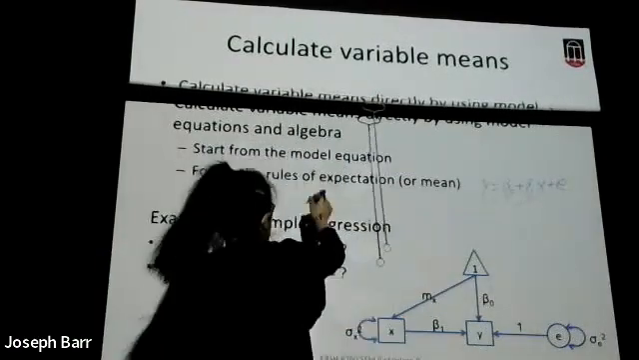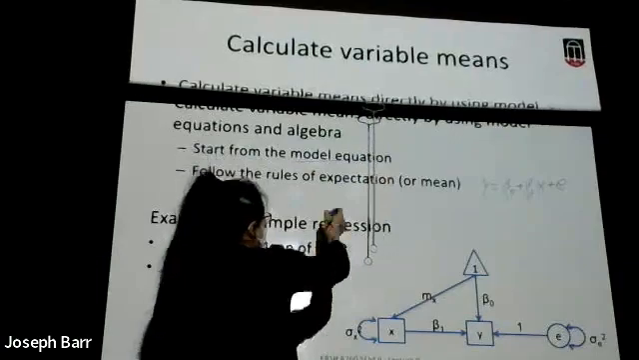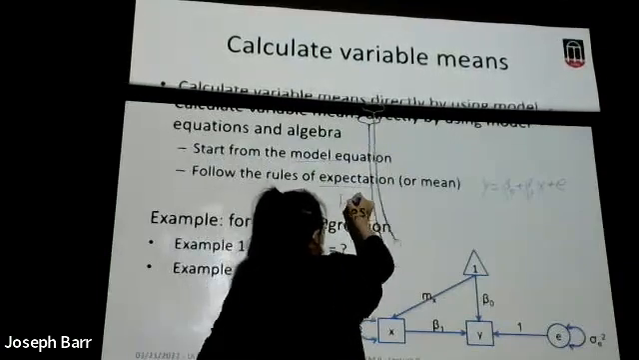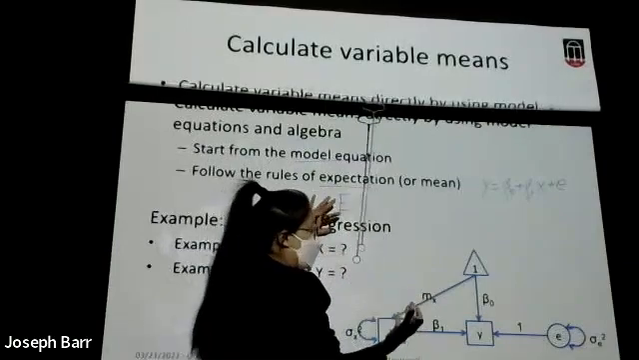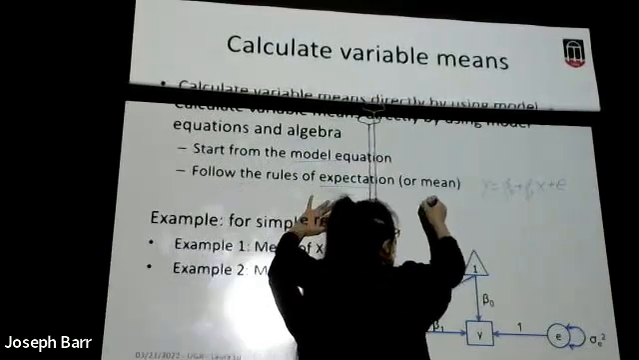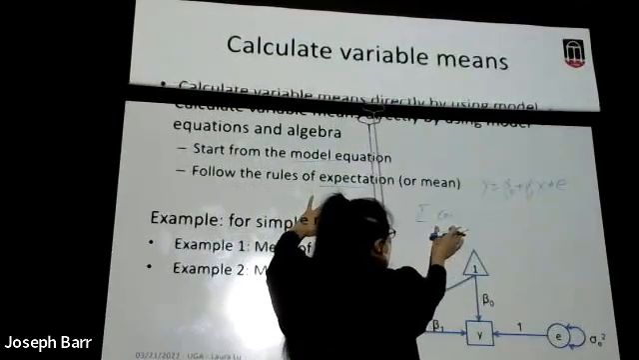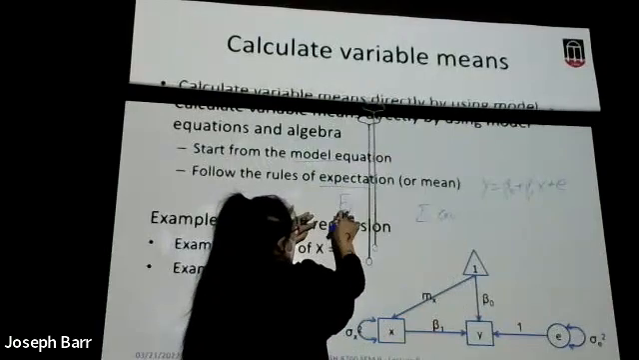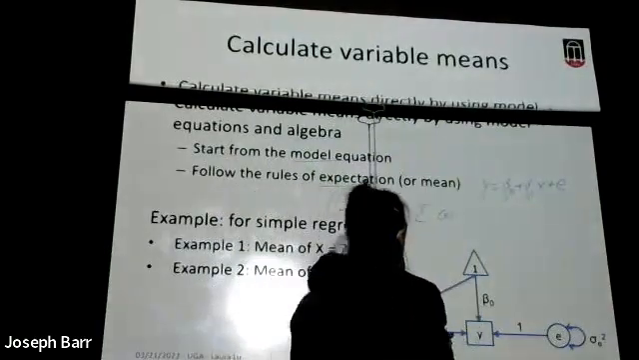Start from the model equation and follow the rules of expectation. So now we are going to look at the mean. So it's expectation, not the covariance. Previously, when we talked about sigma, we used a covariance matrix. But now it's about the mean, so we should look at the expectations of that value.